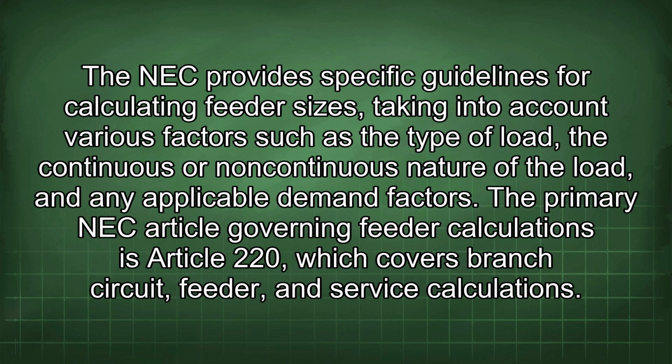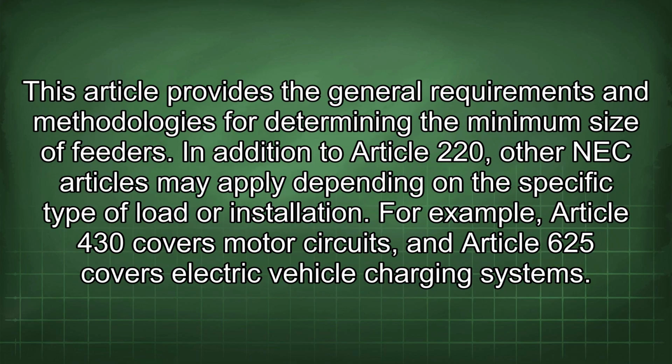The NEC provides specific guidelines for calculating feeder sizes, taking into account various factors such as the type of load, the continuous or non-continuous nature of the load, and any applicable demand factors. The primary NEC article governing feeder calculations is Article 220, which covers branch circuit, feeder, and service calculations. This article provides the general requirements and methodologies for determining the minimum size of feeders.